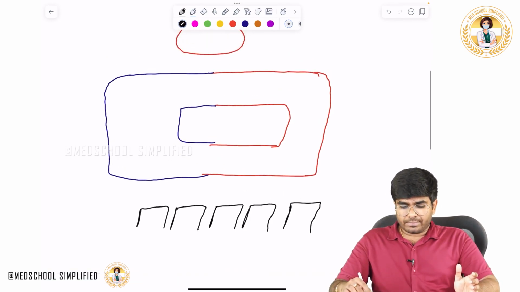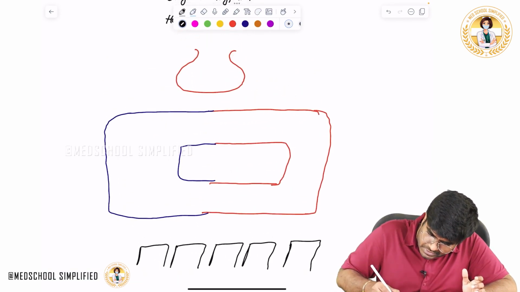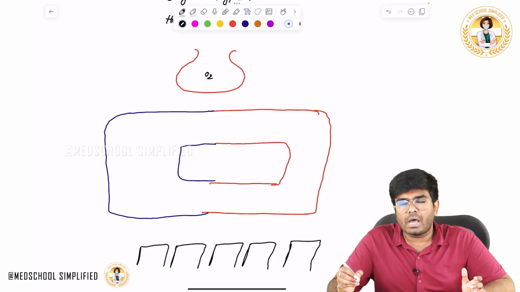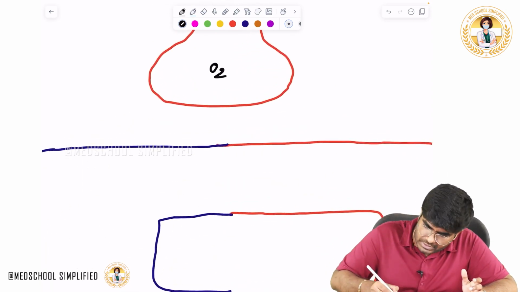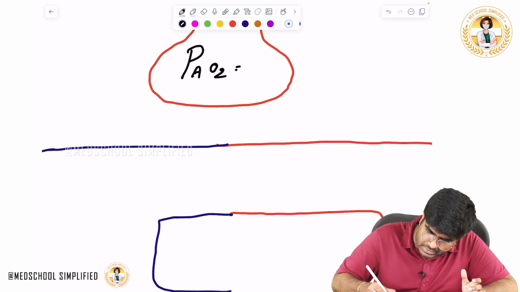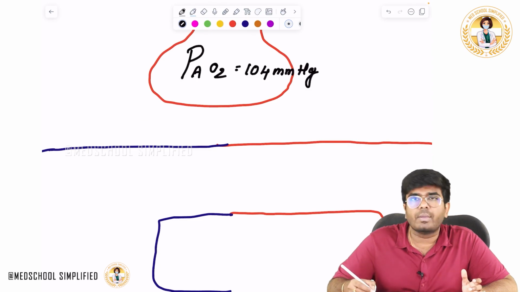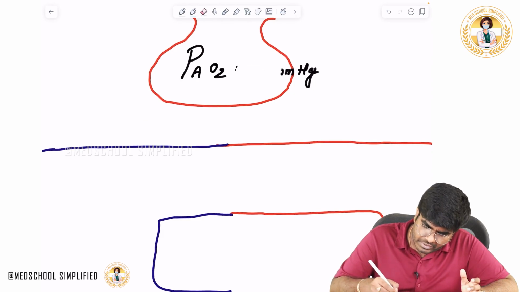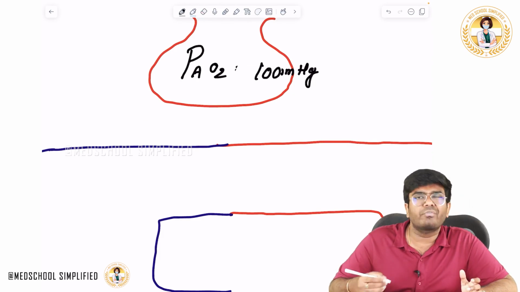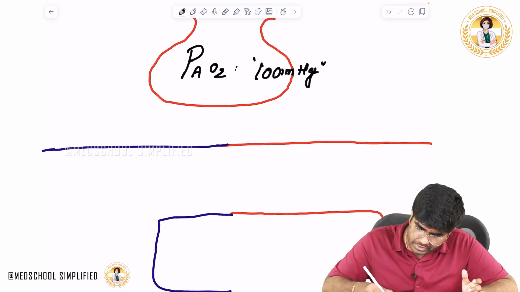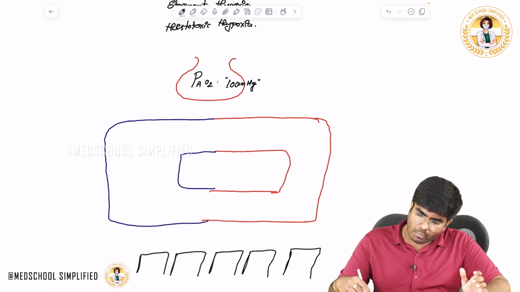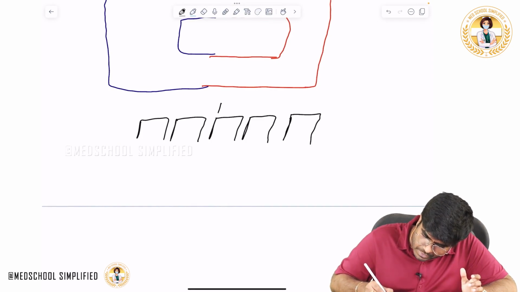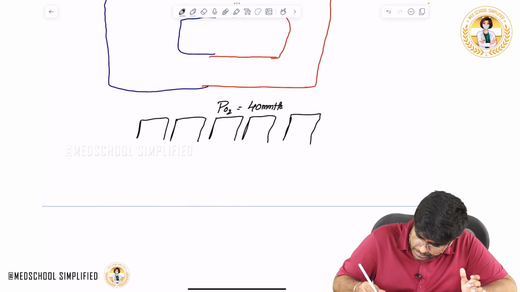They take the oxygen. Now where is oxygen present? Oxygen is present here in the alveolus. What is the partial pressure of oxygen in the alveolus? It is 104 mmHg. Or for easy understanding you can simply say 100 mmHg, round figures. What is the partial pressure of oxygen at the level of tissues? It is 40 mmHg.